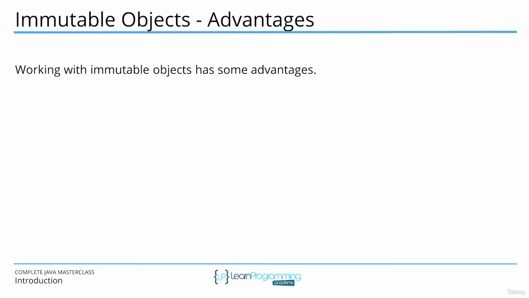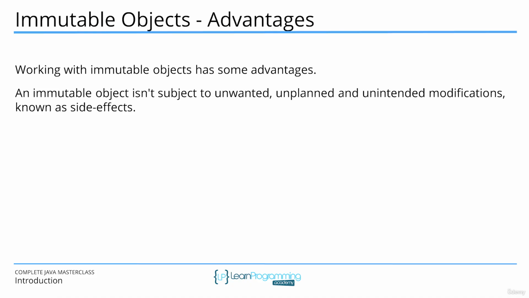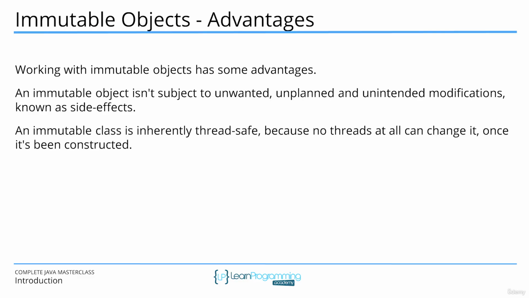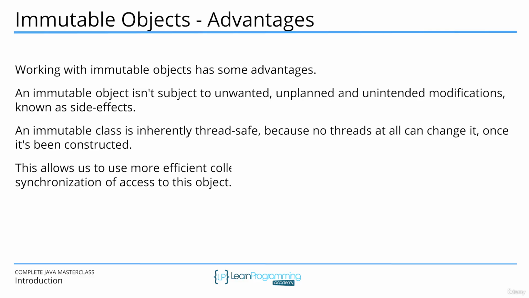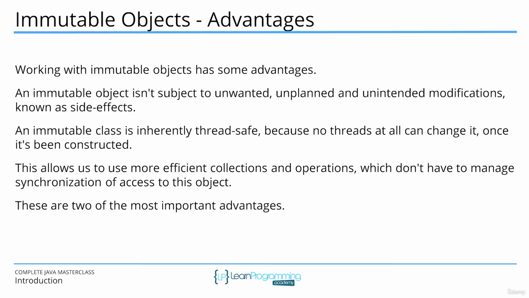Working with immutable objects has some advantages. An immutable object isn't subject to unwanted, unplanned and unintended modifications known as side effects. This means you don't have to write defensive or protective code for these objects to protect them from possible mutations. An immutable class is inherently thread safe because no threads at all can change it once it's been constructed. This allows us to use more efficient collections and operations which don't have to manage synchronization of access to this object. I'll talk more about this when we get to the threading and synchronization section of the course. These are two of the most important advantages.